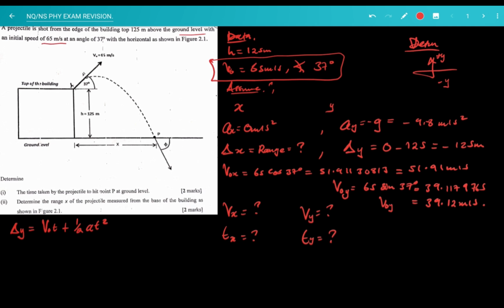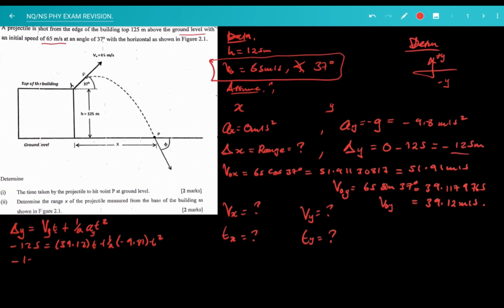You can recall this from the three equations of motion that we have. So delta y is found to be minus that. So minus 125 is equal to v naught in the y, so the initial speed in the y is 39.12. Then we don't know the time, so we leave it as t. Then plus half g, the acceleration in the y is minus 9.81. Then we say t squared.